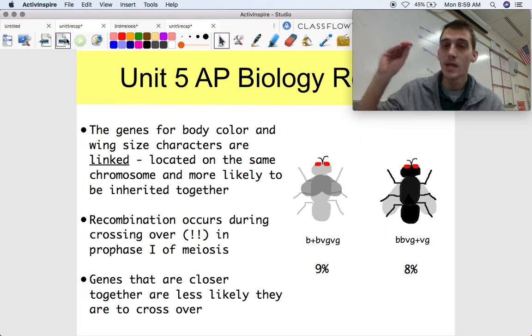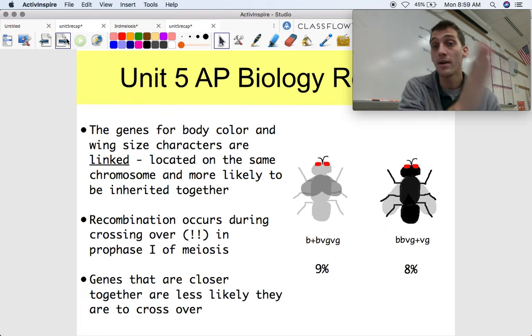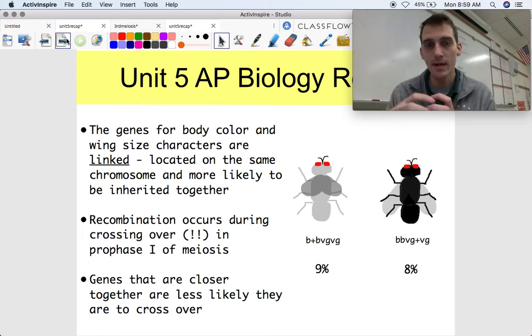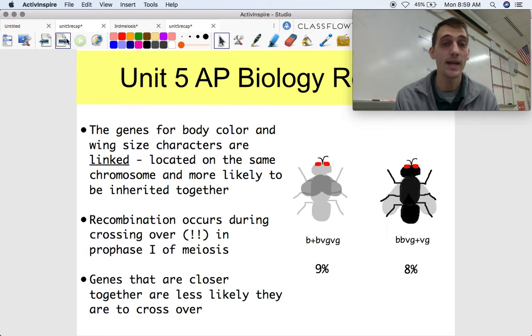So if you do a double mutant heterozygote cross and you don't get a 1-to-1-to-1-to-1 ratio, you have linked genes. And the recombination frequency equates to how far apart those genes are located on a chromosome.